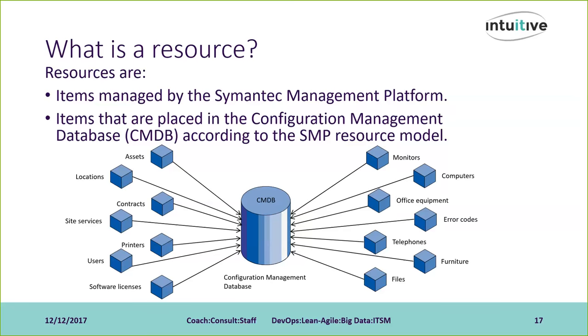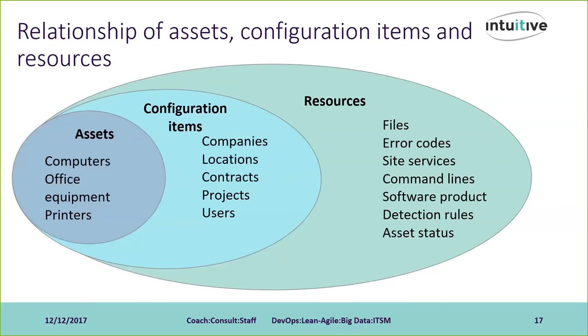So here's a graphic of the relationships between asset, configuration item, and resource. Assets are a subset of configuration items, and configuration items are a subset of resources. All assets are considered configuration items, but not all configuration items are assets. And all configuration items are resources, but not all resources are configuration items. Sorry if that sounds confusing, but again, maybe going through it in the recording a couple of times will help drive that home. And I've got a couple other slides that help with this.